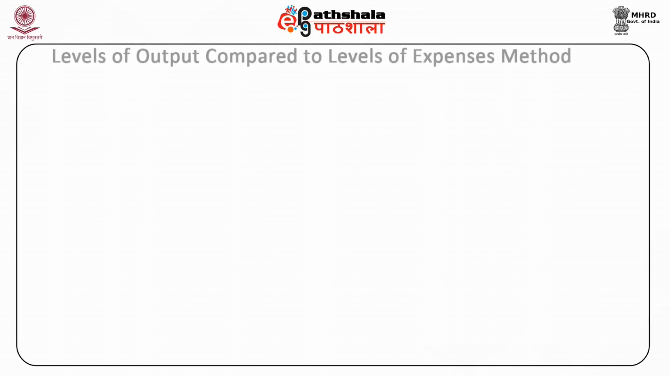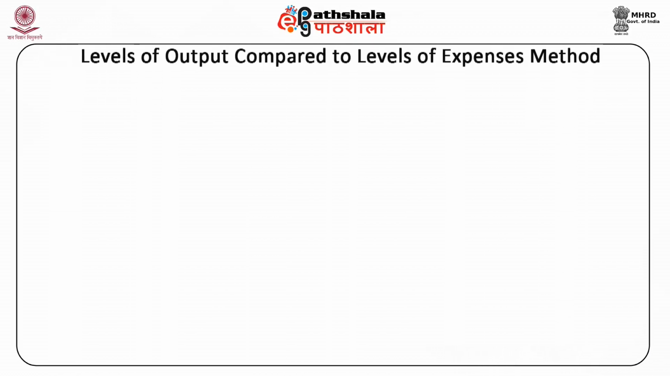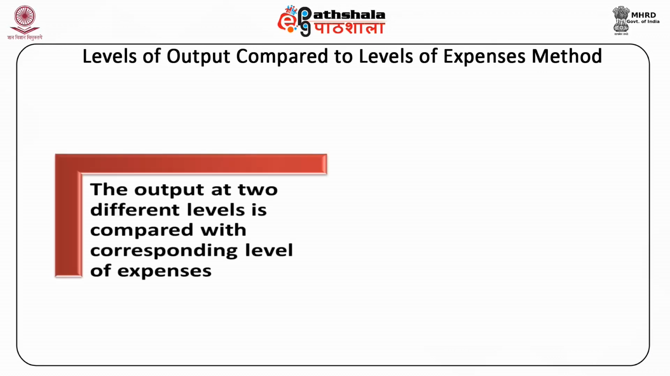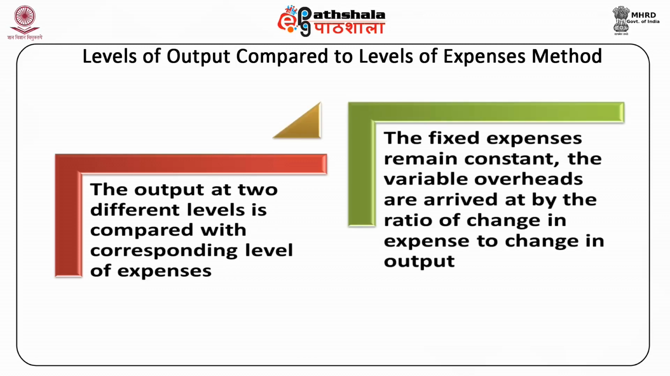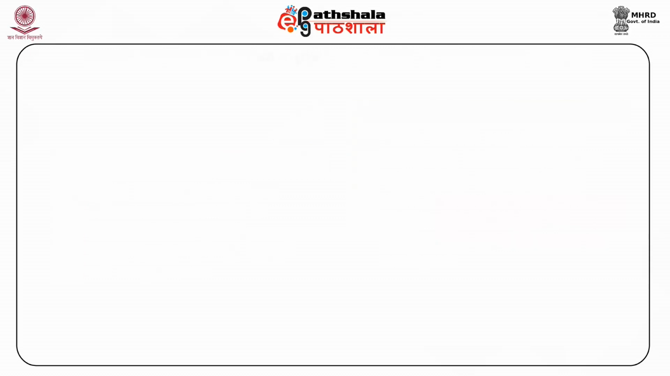Levels of output compared to levels of expenses method. According to this method, the output at two different levels is compared with the corresponding level of expenses. Since the fixed expenses remain constant, the variable overheads are arrived at by the ratio of change in expense to change in output. Let's consider an example to understand the levels of output compared to levels of expenses method.